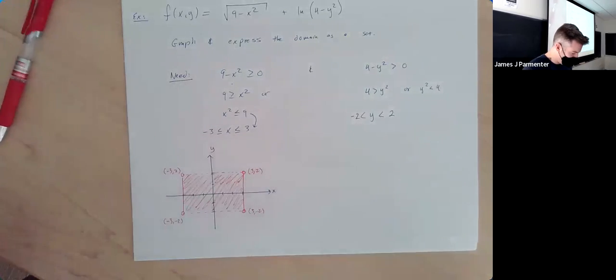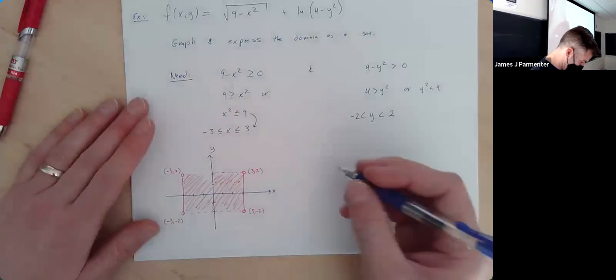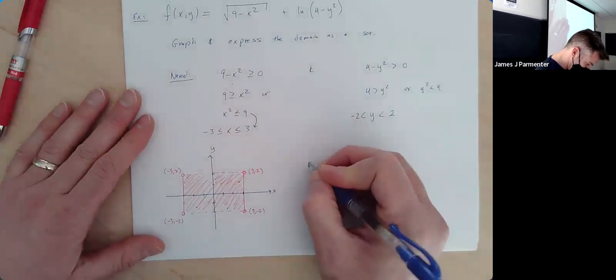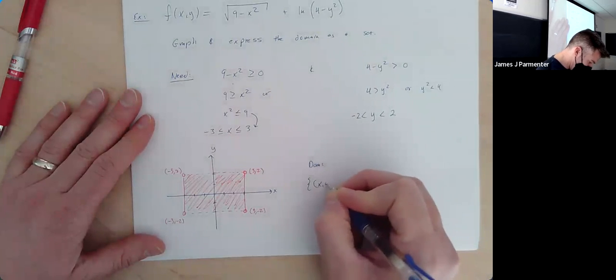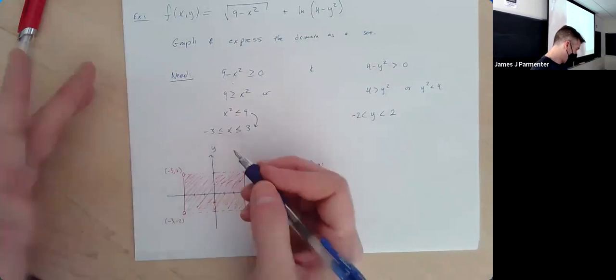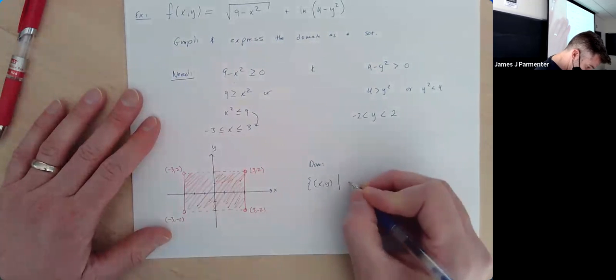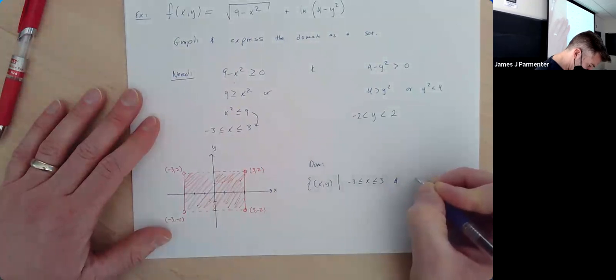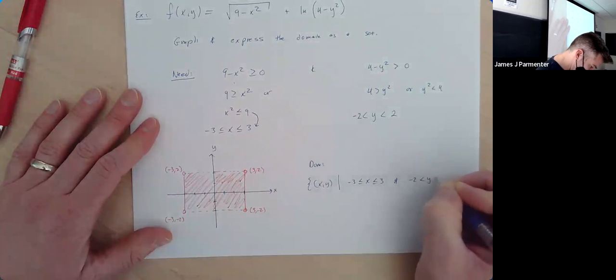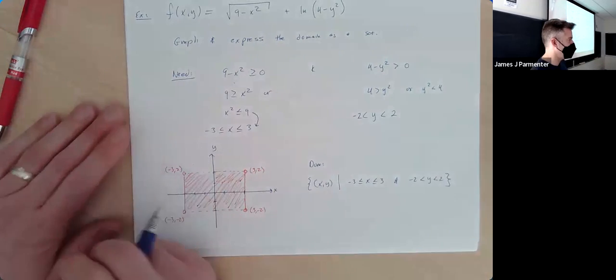And then if someone really, really wanted to, you could write the domain as the set containing all points (x, y) such that x is between -3 and 3 and y is between -2 and 2. But it feels kind of silly because it feels like we've already almost done it.